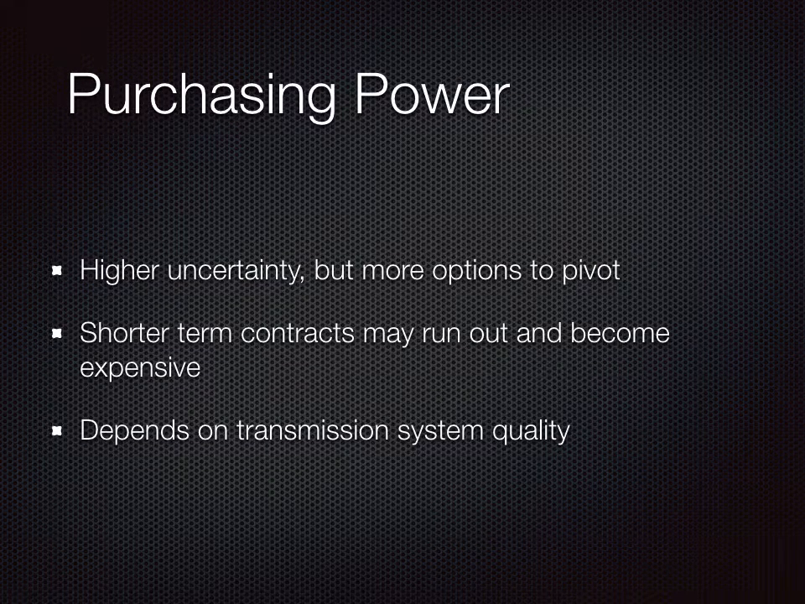Another option that utilities have is purchasing power. There's a higher degree of uncertainty, but there are more options to pivot. What I mean by this is utilities can purchase power on a multi-year basis, a yearly basis, monthly, daily, down to an hourly basis. As a result, purchasing power gives you more options. However, you have shorter-term contracts, you have firm contracts, non-firm power supply contracts. They can run out and become expensive. Depending on the contract for the company, it can be a good option or a bad option. Also, your ability to purchase power is impacted by your transmission system quality.